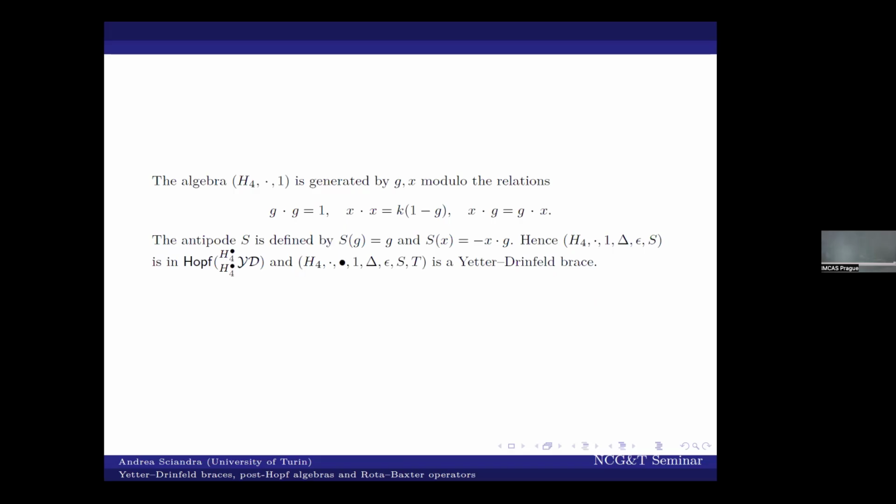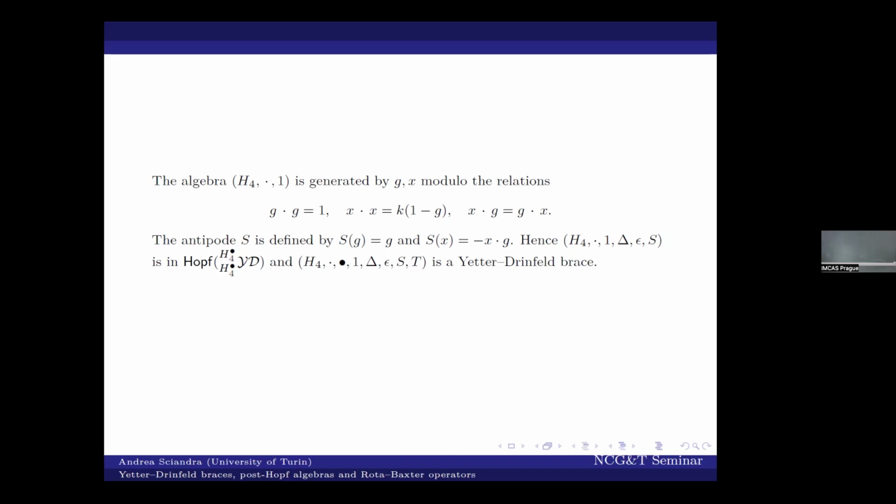And X and G in this case commute. Define a new antipode S that fixes G and on X is minus XG. And this, together with the same unit, the same coproduct, and the same counit, and the new S, is a Hopf algebra in the category of Yetter-Drinfeld modules over the starting Sweedler algebra. And together, this structure gives you a Yetter-Drinfeld brace.